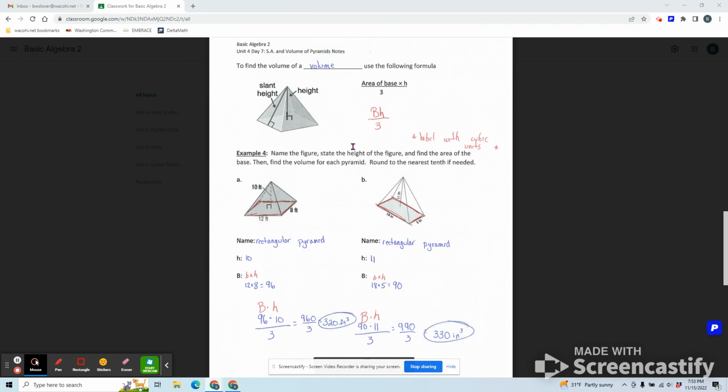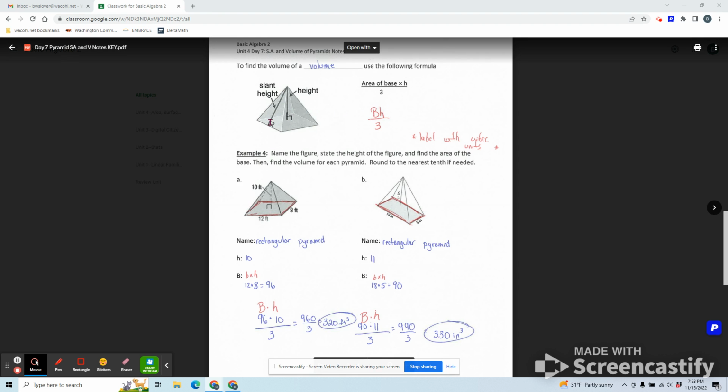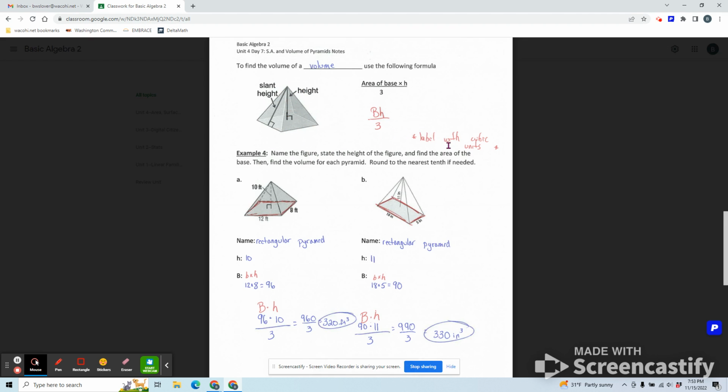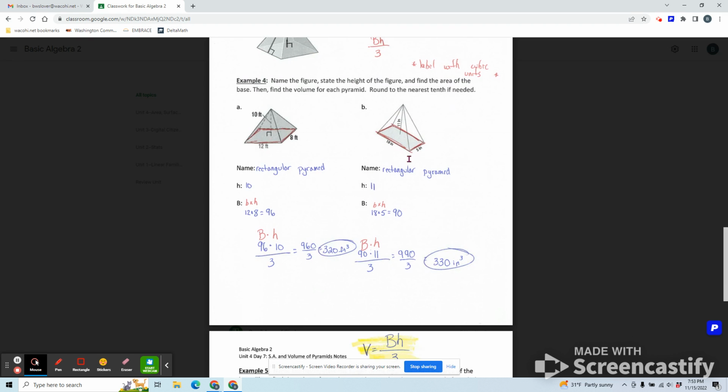So the volume of a pyramid is area of the base times height divided by 3. So notice my surface area uses the slant height, whereas my volume uses the height of the figure. So over here, here's the slant height. I want the height of the figure. I want the center one. I want to know how tall the actual figure is. And just like with the previous volume, we label it with cubic units.